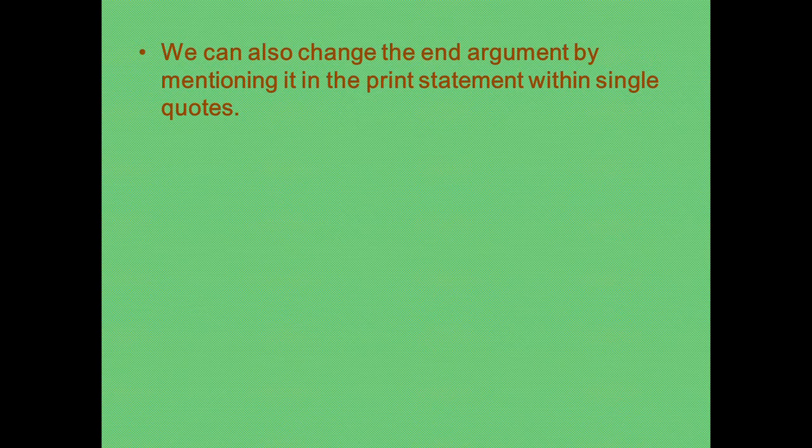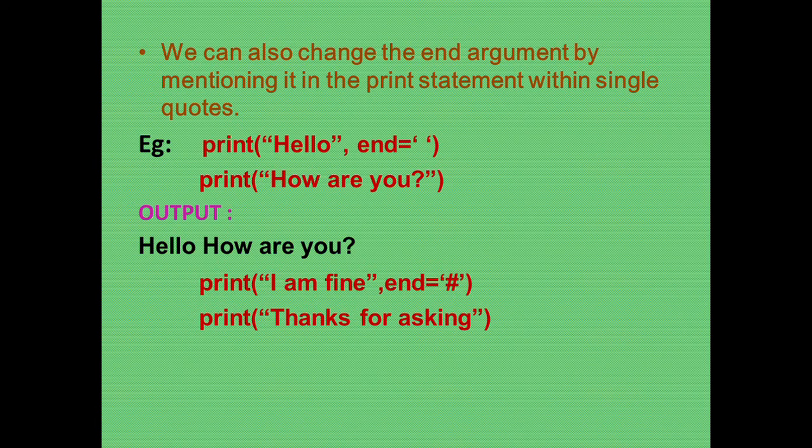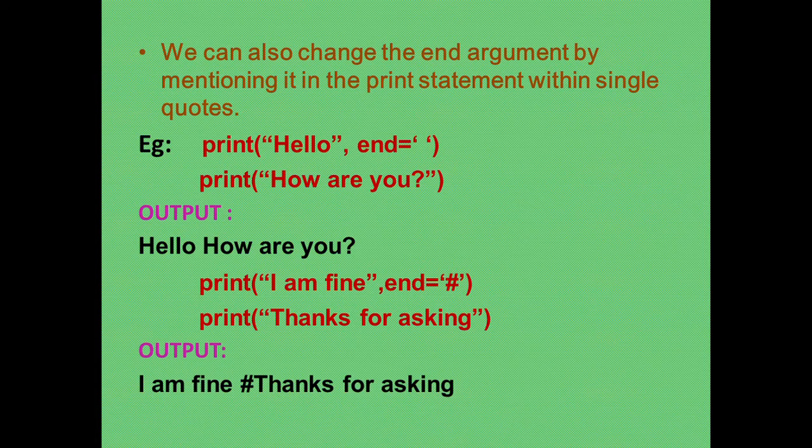And for the end argument, we can give any value. See the example: print hello, end is equal to space, and the next line print how are you. Now see the output: hello space how are you. And any other separator, that is any other end argument, is also allowed. Print I am fine, end is equal to hash. Thanks for asking. So the output will be like this.